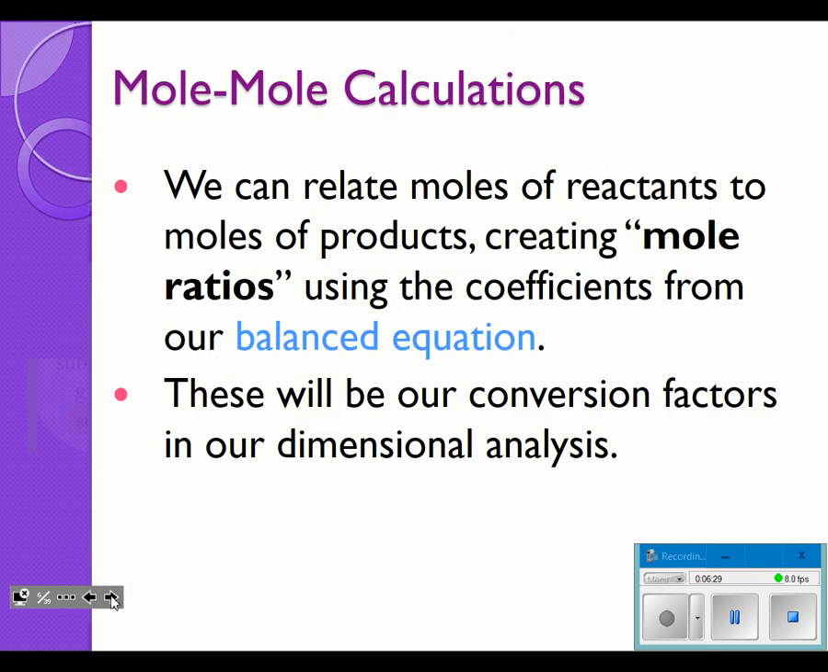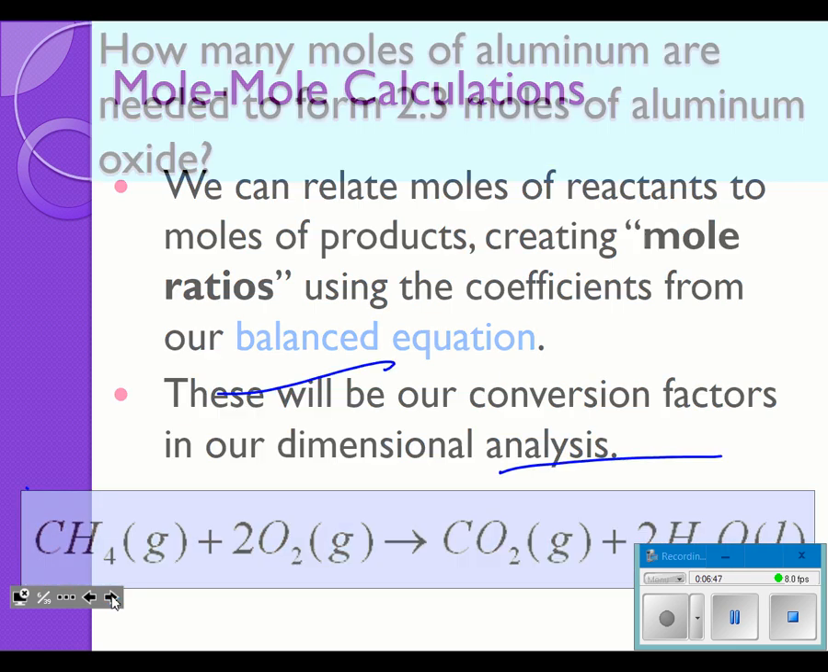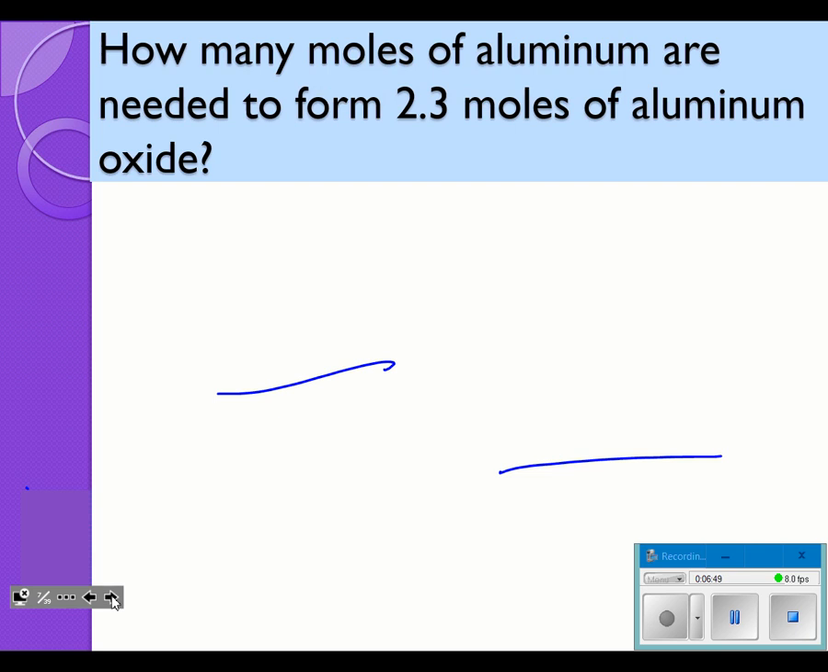So mole-to-mole calculations, we can relate the moles of the reactants to the moles of the products by creating what we call a mole-to-mole ratio. And we do that by using the coefficients from our balanced equation. These will be our conversion factors in our dimensional analysis. Okay? So, how many moles of aluminum are needed to form 2.3 moles of aluminum oxide?